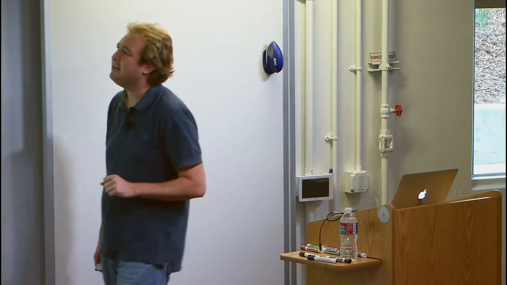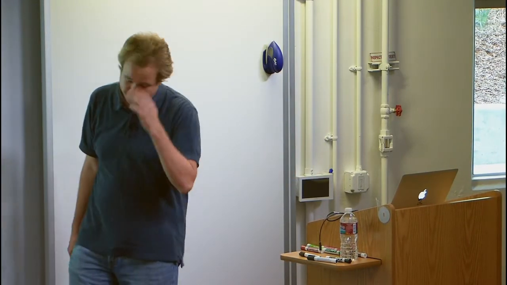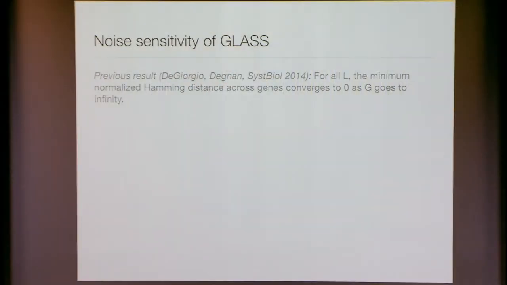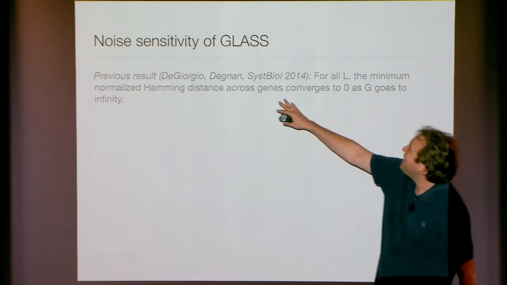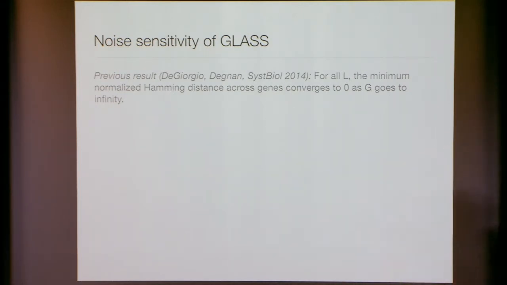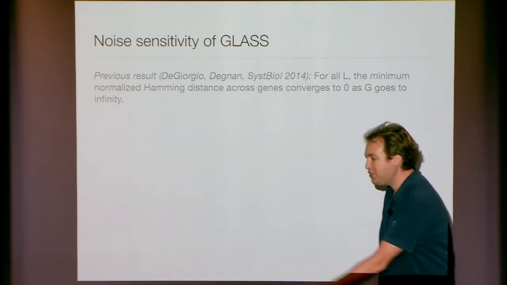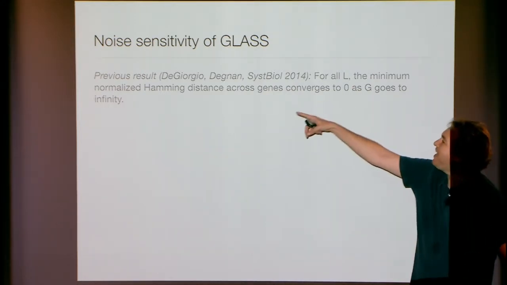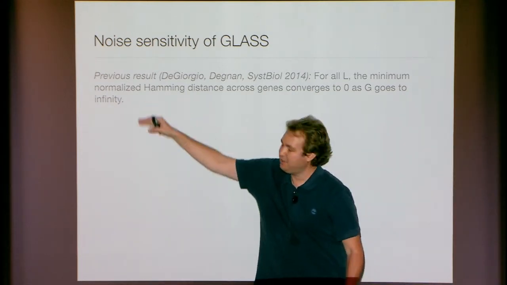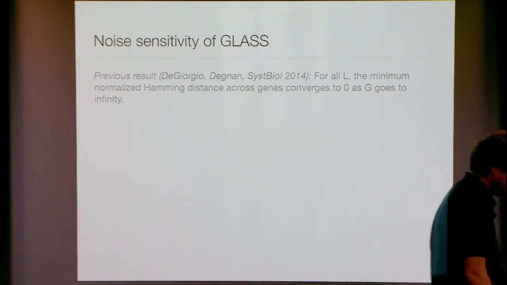How well does that do? Well, that doesn't do very well, and there's been a lot of empirical work showing that this is a terrible idea. And it's not very surprising. Taking a minimum is not really a very robust thing to do, and it just behaves very badly once there's noise. Okay, so for example, Giorgio and Degnan in Systematic Biology 2014 showed that for a fixed L, so for fixed sequence length, as you get more and more genes, you're guaranteed that this Hamming distance, again, I normalize it by dividing by the number of sites.